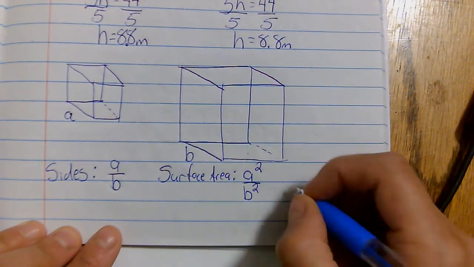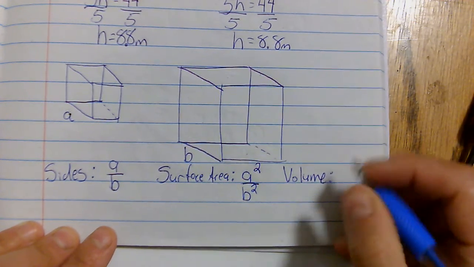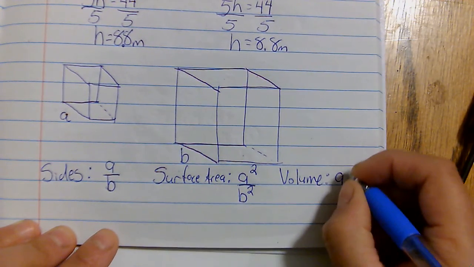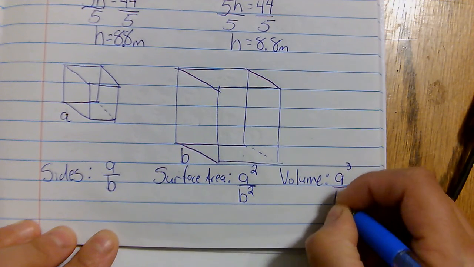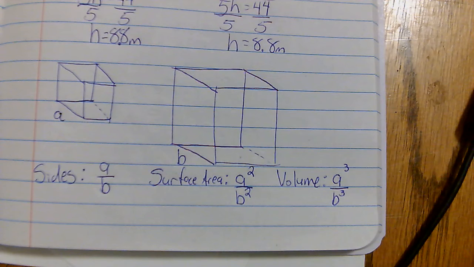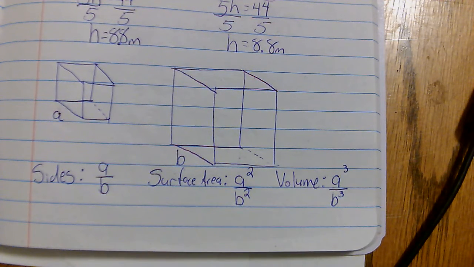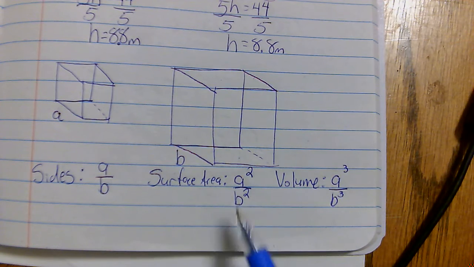And if I am comparing volume, the ratio will always be A cubed over B cubed. Because remember, whenever we do volume, our unit is always cubed. So we can use these comparisons and find unknown surface areas and volumes in other solids. And this is true for any similar solids. It doesn't have to be a cube.